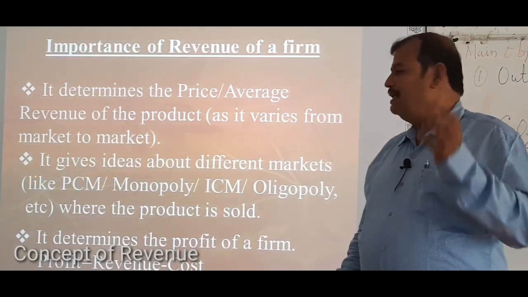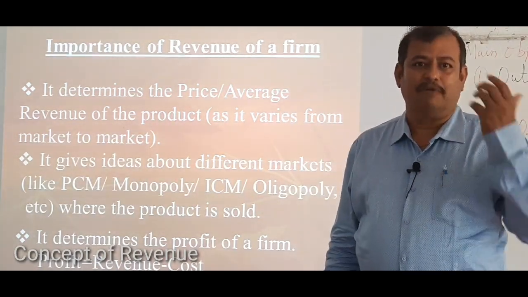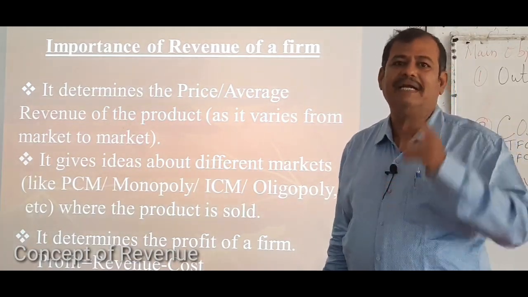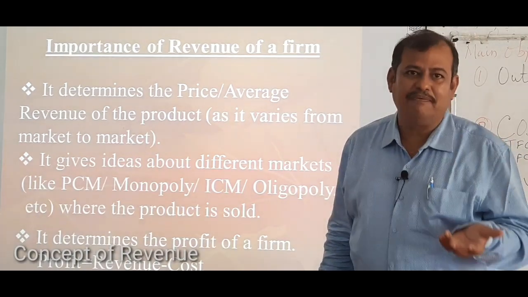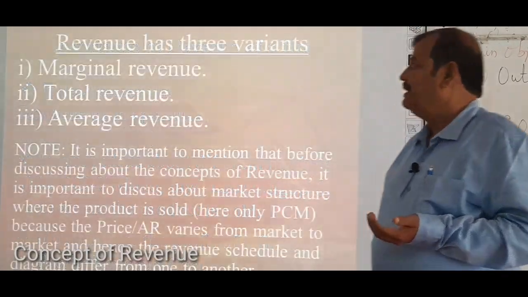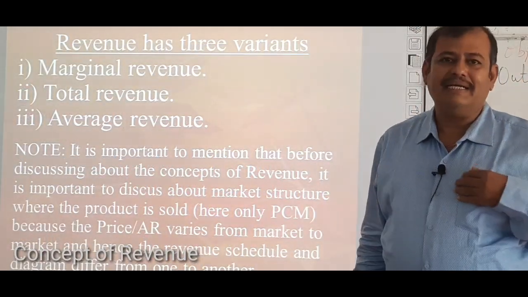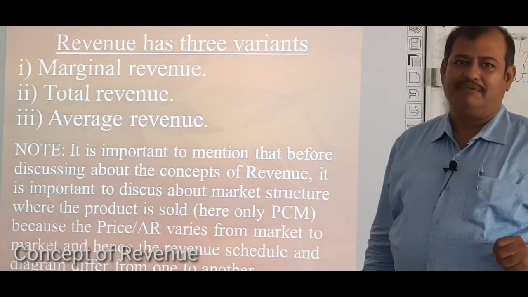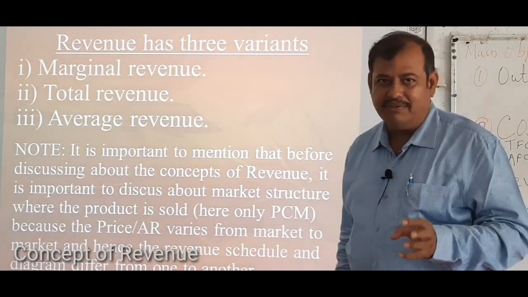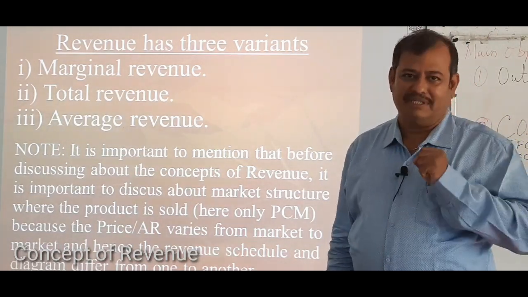And the third one is that revenue determines the profit, because you know the profit is the difference between the revenue and cost, which inspires the firm to produce the output. Now, if you see the different variants of revenue, types of revenue, there are three types of revenue: marginal revenue, total revenue and average revenue.